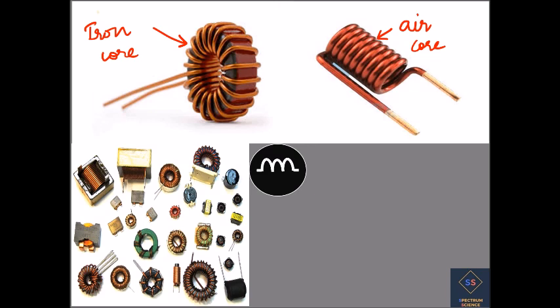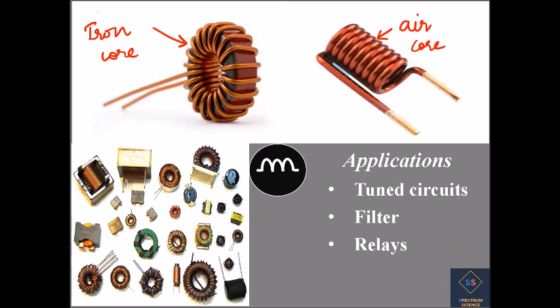Now let us discuss applications of inductors. This inductor along with capacitor forms an oscillating circuit. This oscillating circuit is used as tuned circuits. Inductors are used for low pass filters and to suppress conductive electromagnetic noise. The relays also operate on the principle of inductance. The last one is the transformer, which works on the principle of mutual inductance.